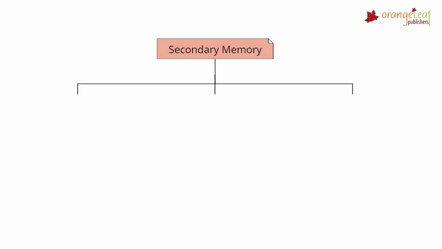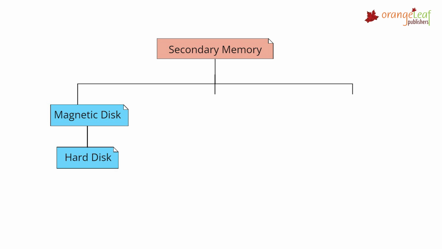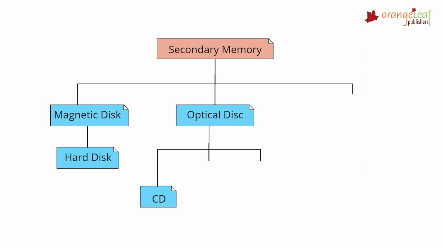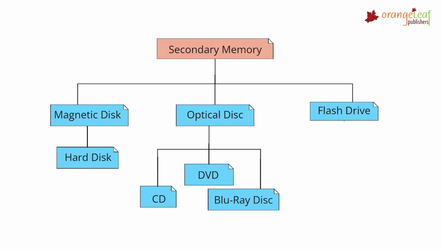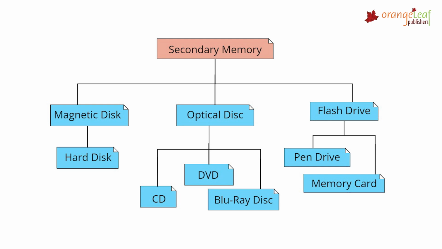Secondary memory is categorized into many components. Let's see them through this chart. Secondary memory: one is magnetic disk, which is again divided into a hard disk. Optical disk is again categorized into three, that is CD, DVD and Blu-ray disc. Then comes the third, flash drive. This is again categorized into two, pen drive and memory card.